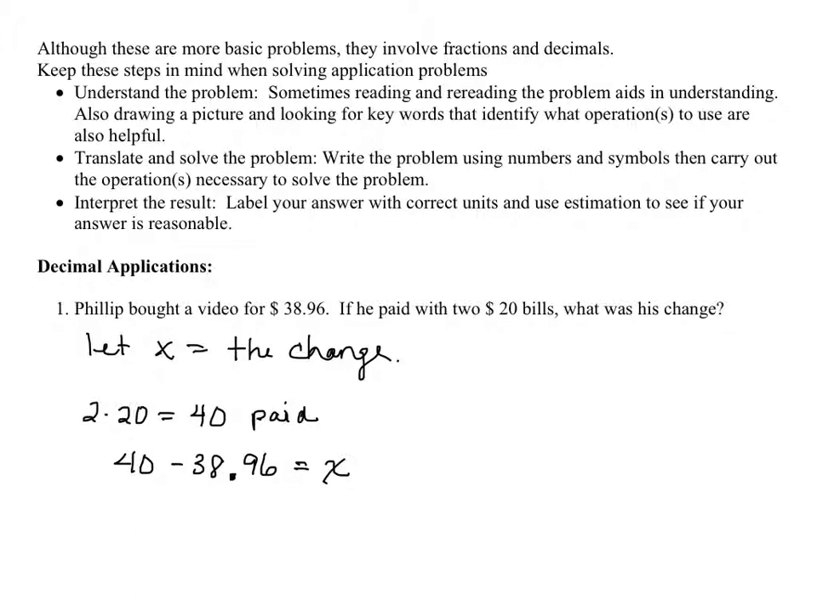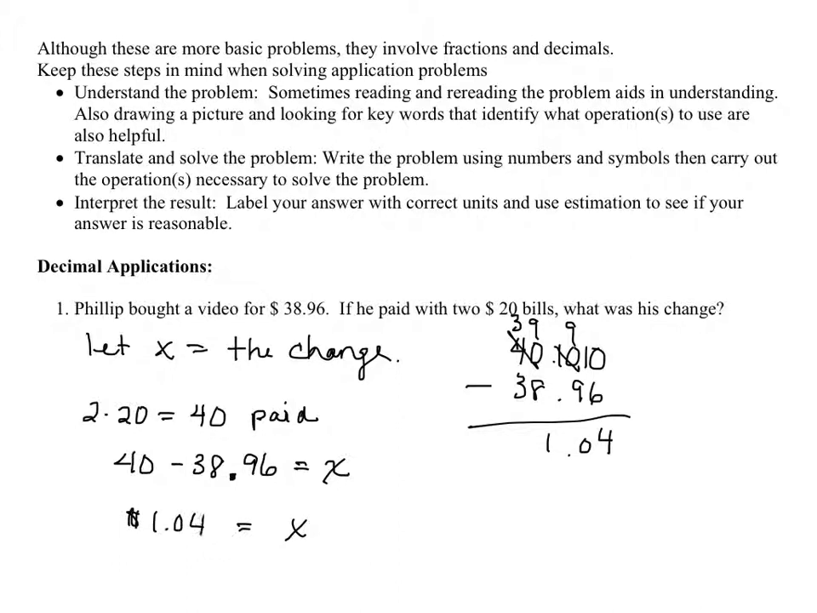So when you go to subtract these, if you do it by hand, it would be $40 subtract $38.96. Just recall that you line up your decimal points and you can subtract. It's $1.04. So the statement: Philip gets $1.04 back, plus his video that he bought.